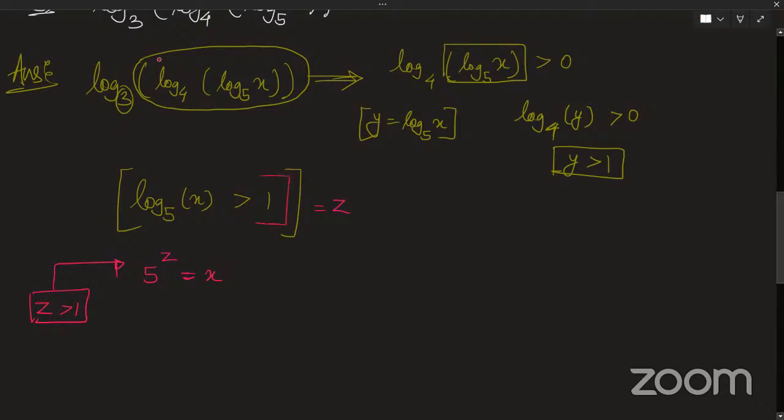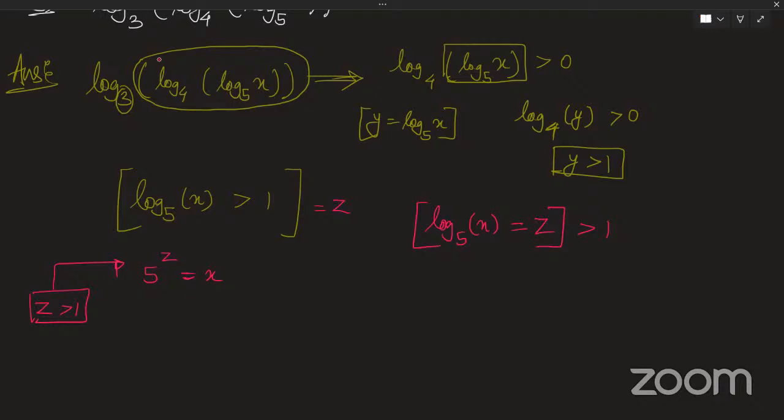I am assuming, let log base 5 of x be equal to z, and z is greater than 1. Like log base 5 of x is greater than 1, right? We derived that from the top.